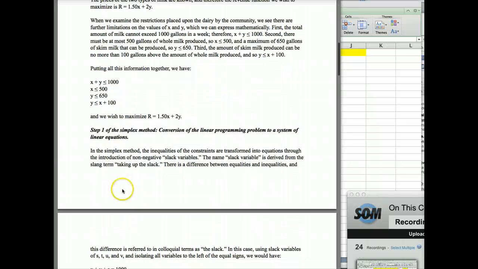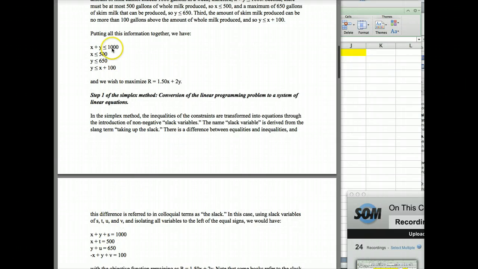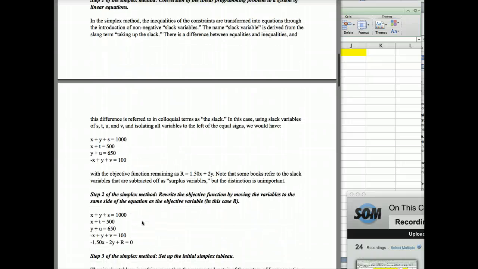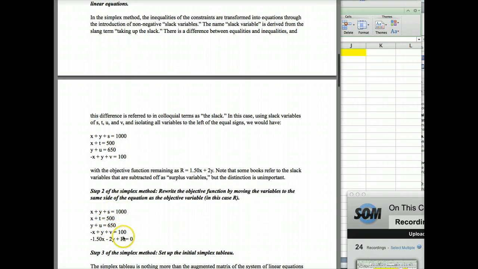So what they've done here is introduce the slack variables. For each equation that had an inequality instead of an equality, we've introduced a slack variable: S, T, U, and V. You'll also see that in the last equation the x was moved to the left-hand side. The last step was to make sure that every single variable was on the left and equal to a constant. So in the revenue function, the R was moved over and solved so the R was positive and everything else was negative, and it was equal to 0.